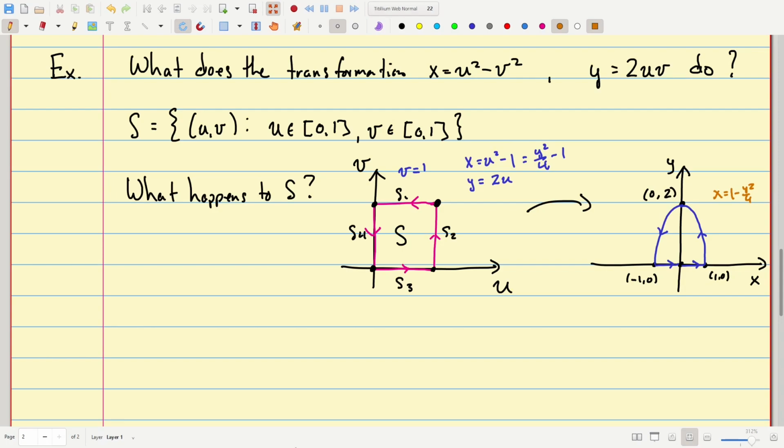So we have this change here, all right? So this is what happens to S under this transformation. So this thing over here is called the image of S under, and we'll call this transformation T. Okay, so I have designated this transformation T, this stuff here.